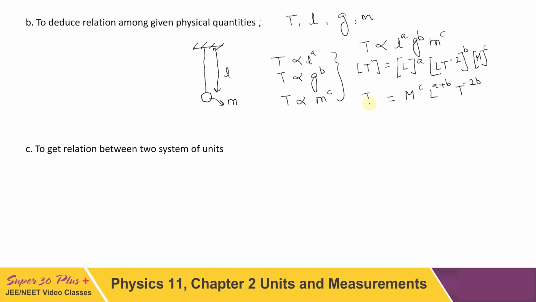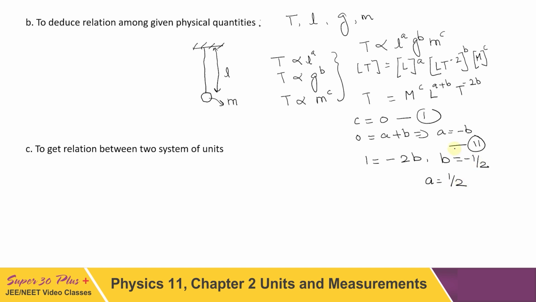Now compare left hand side with right hand side. On left hand side, power of mass is 0. So we got c is equal to 0. The second thing is power of length also is 0 on left hand side. So 0 is equal to a plus b. From here we can write a is equal to minus of b. This is the second equation. Now come to third. On left hand side, time has power 1. So if we compare, 1 will be equal to minus of 2b. From here it can be written b is equal to minus 1 by 2 and then we got a also, that is 1 by 2.